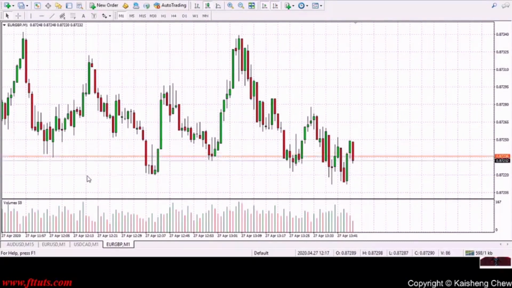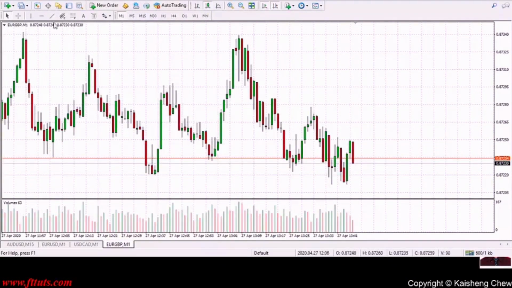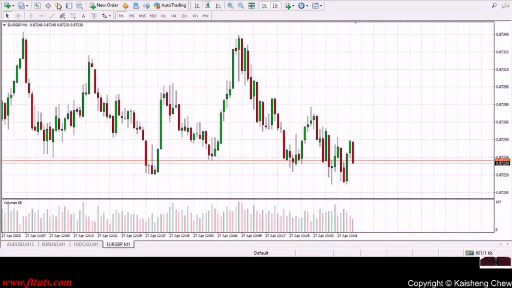So how are you going to open it in your MT4? Actually, you can see here, go to indicator. You can click the volume. Okay, then this pops up, and you can change the color.